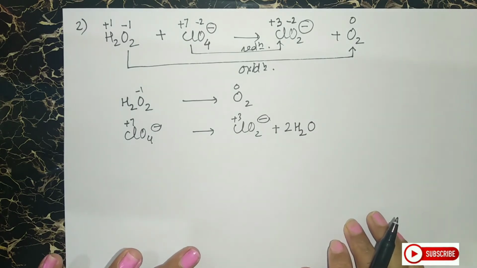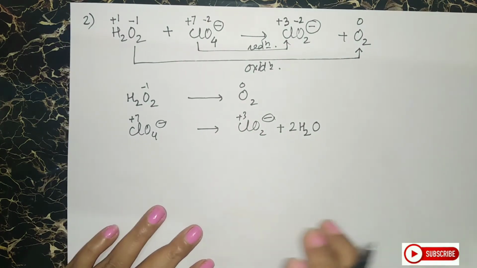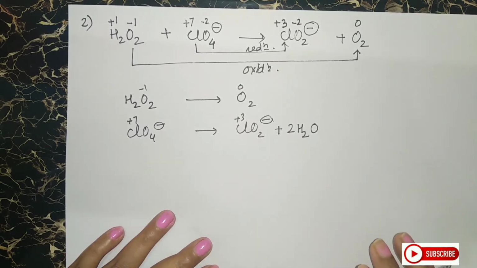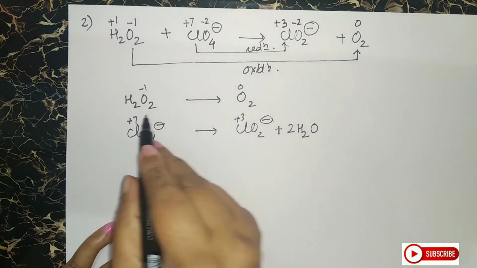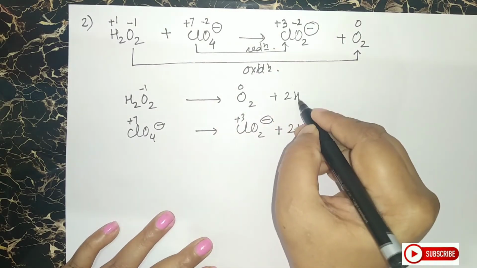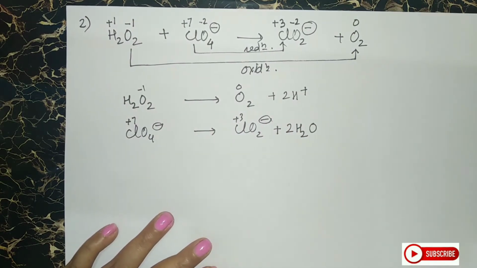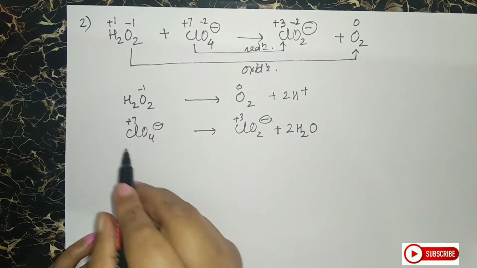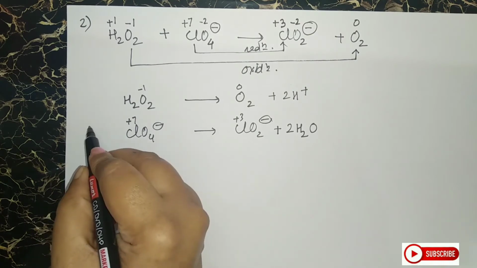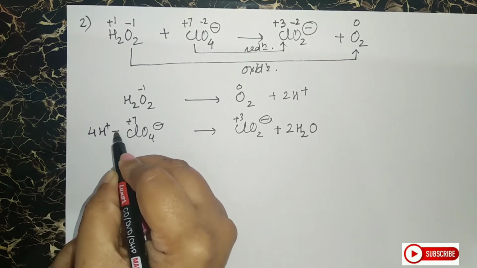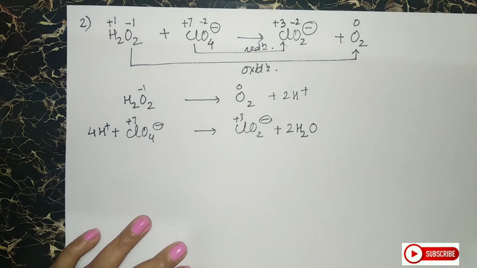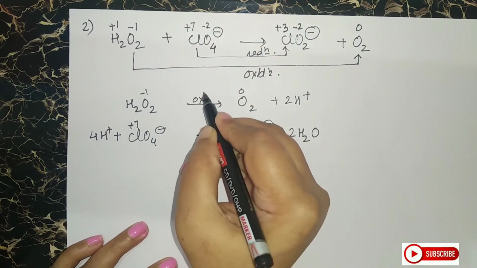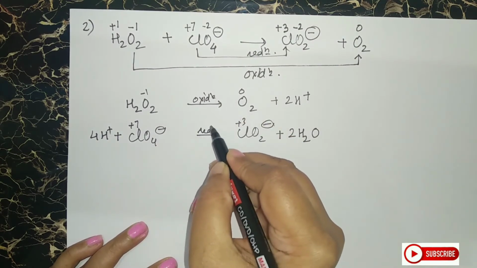Next is I have to balance the hydrogen atoms, by adding the same number of H plus ions on the hydrogen deficient side. So if I see this, there are 2 hydrogen atoms less. So I will add 2 H plus to this side. And if I see this here, there are 4 hydrogen atoms. So I will write here 4 H plus onto this side. Right, students? Which step is the next step? So I will write here oxidation half reaction, reduction half reaction.